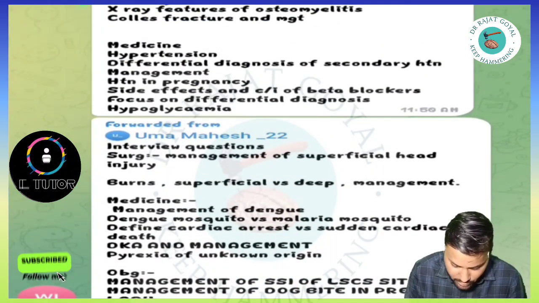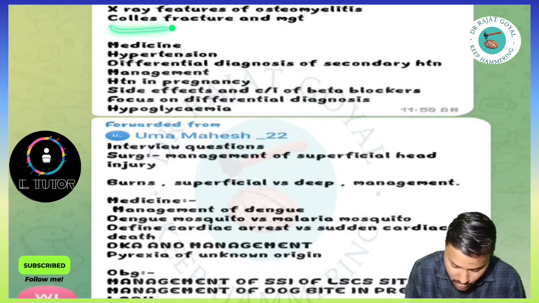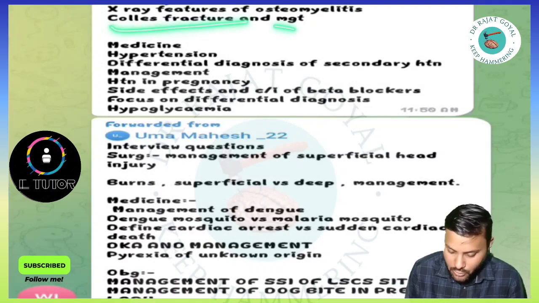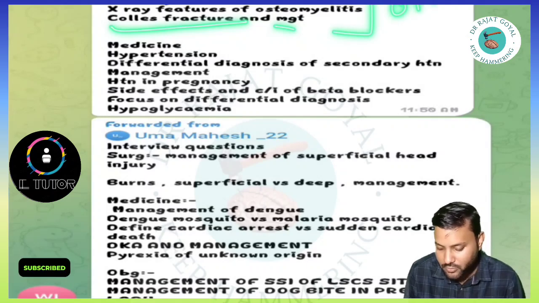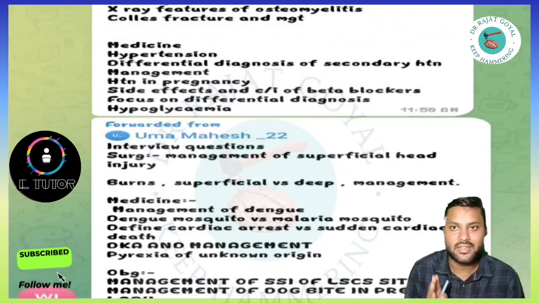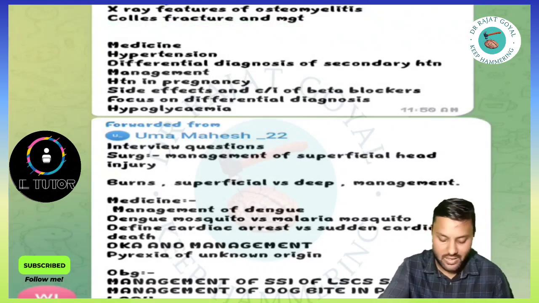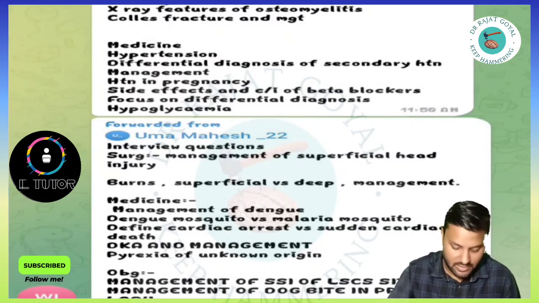Another is saying in ortho, osteomyelitis, X-ray features of osteomyelitis, and Colles fracture and management. So orthopedic faculty can also be there in the fourth position. Generally, there are 3 fixed faculties for obsgyny, medicine, and surgery, and the fourth faculty can be pediatric faculty, TSM faculty, orthopedic, or any other faculty.